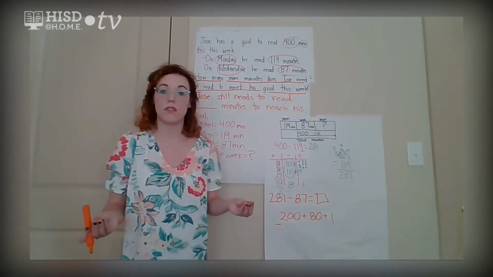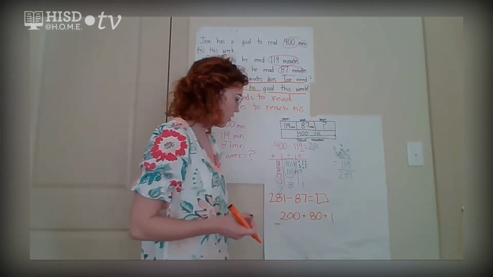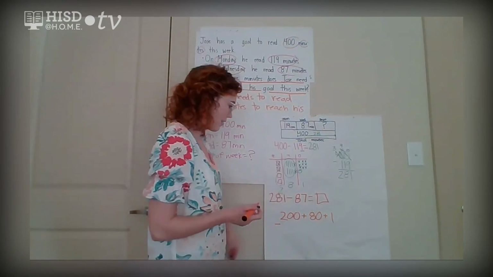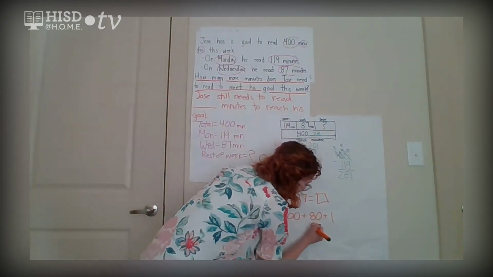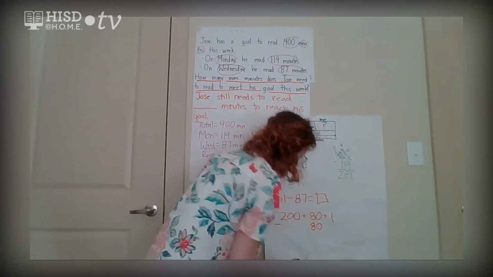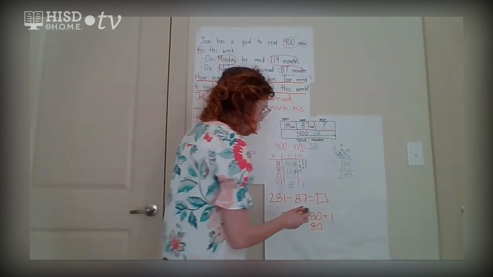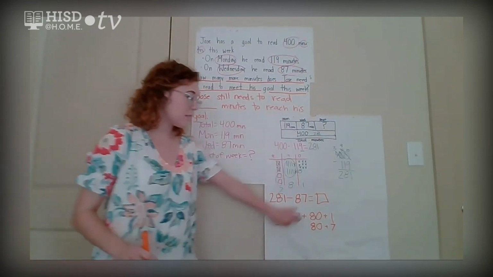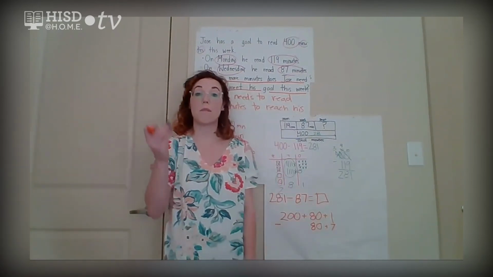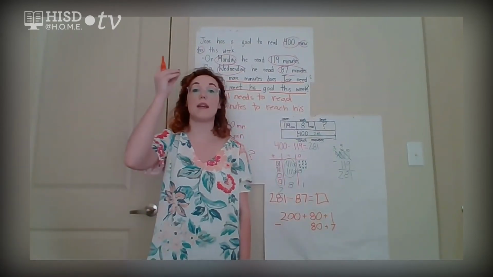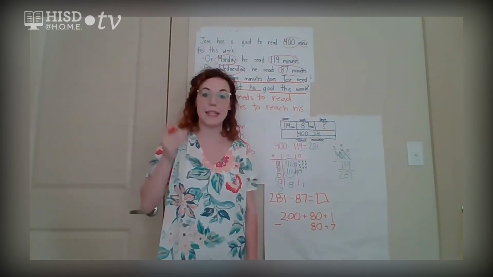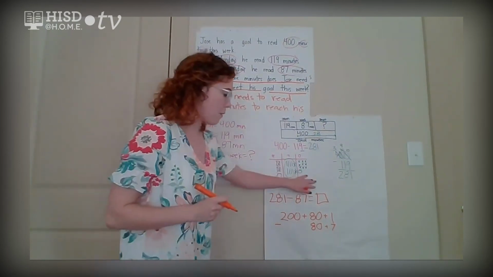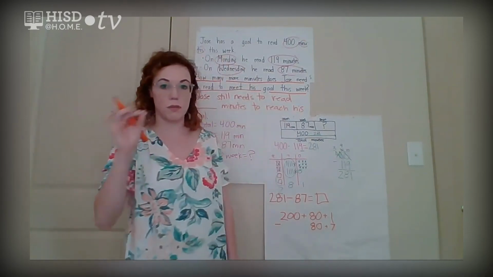I have no hundreds, so I'm not going to write anything in the hundreds. I have 8 tens. I write 8 tens and 7 ones. I need to make sure I'm lining it up with the place value. I'm lining it up not by the ones place, but with the place value. I have my ones lined up and my tens lined up. I should be good.